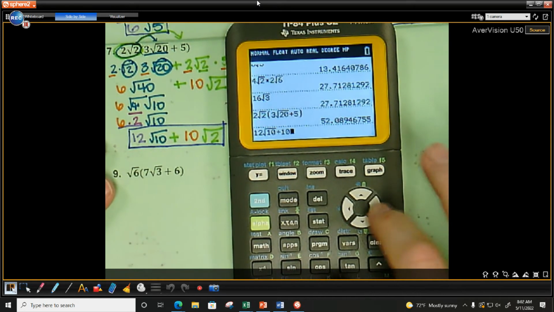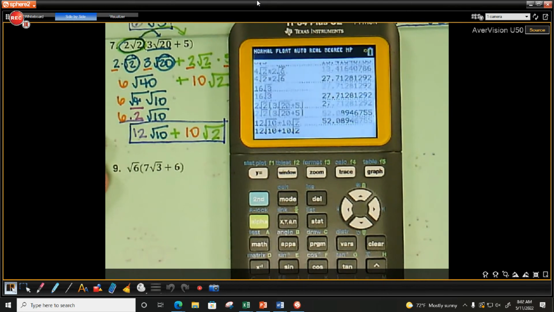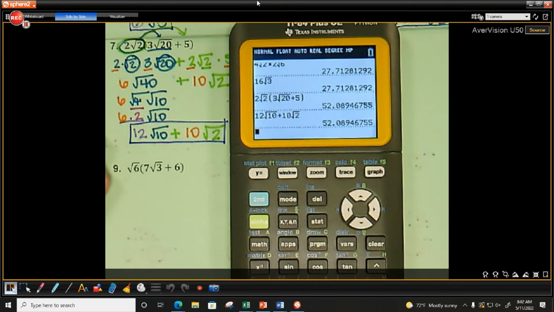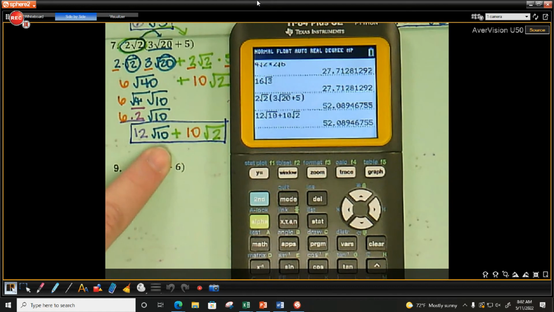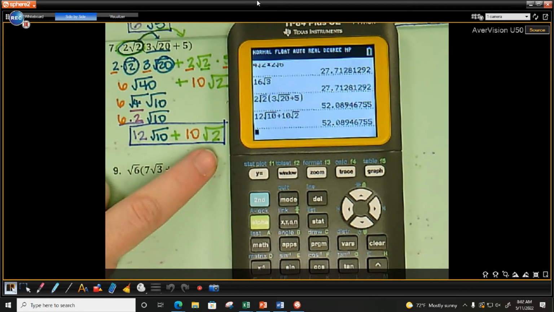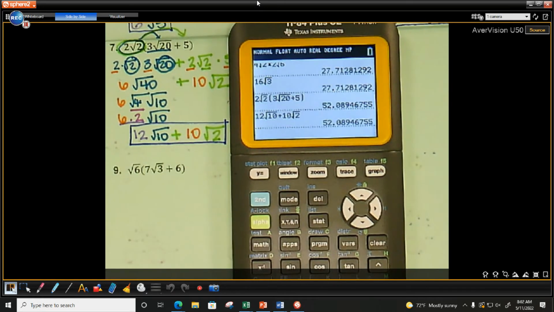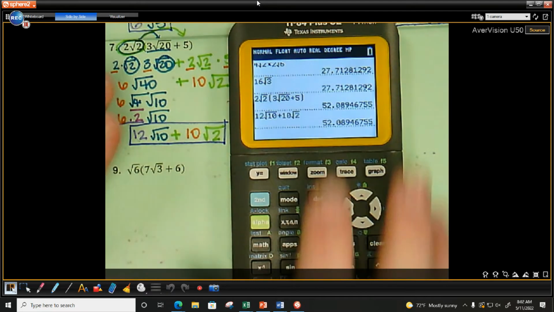We are all checking. And my decimals match. Again, just because your decimals match doesn't mean you have the right answer. Square root of 10, not divisible by a perfect square. Square root of 2, not divisible by a perfect square. So that's the other thing I have to look for. Okay? Good? Next one.